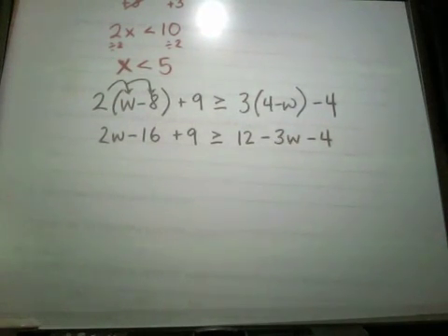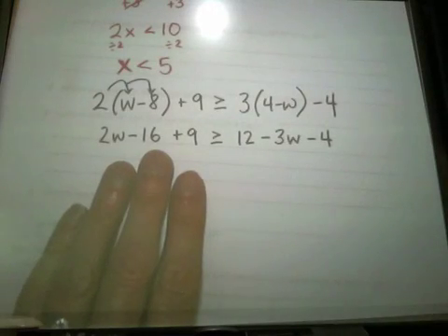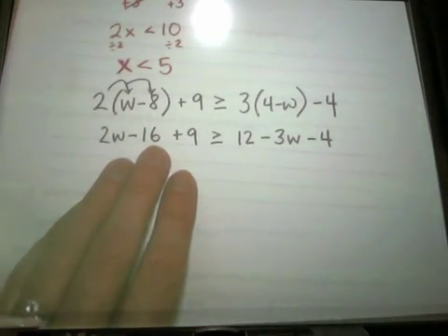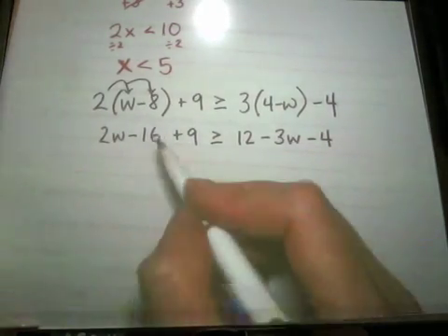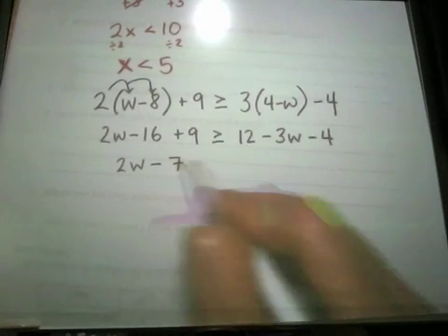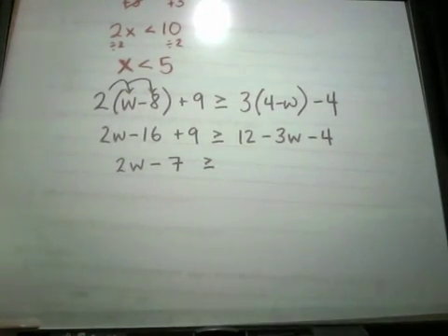Next step, let's just simplify. Before we move anything, is there anything on the left side that I can combine? Any like terms? Pammy? Negative 16 plus 9. Yeah, negative 16 plus 9. The 2w doesn't change. Negative 16 plus 9, minus 7.